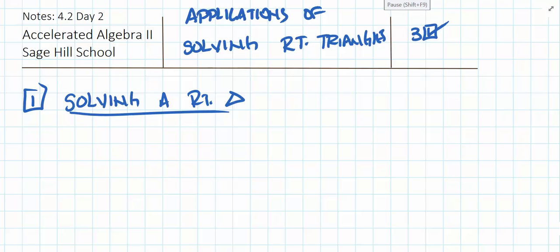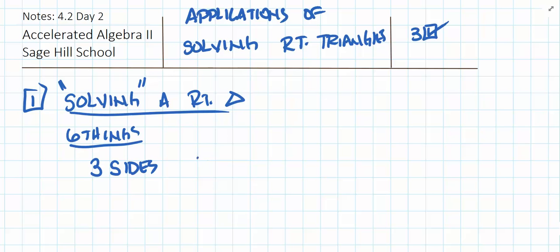So when you see the directions in the book and they say to solve a right triangle, that means that you find 6 things. The 6 things that you need to find when you solve a right triangle is you need to find all 3 sides, and then you need to find all 3 angles. That's what you have to do. Find all 3 sides and all 3 angles. That's what it means to solve a right triangle.